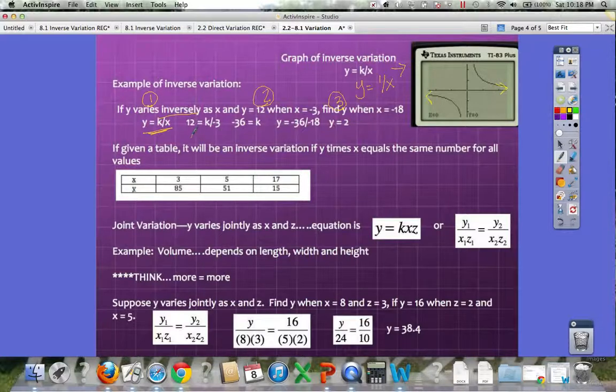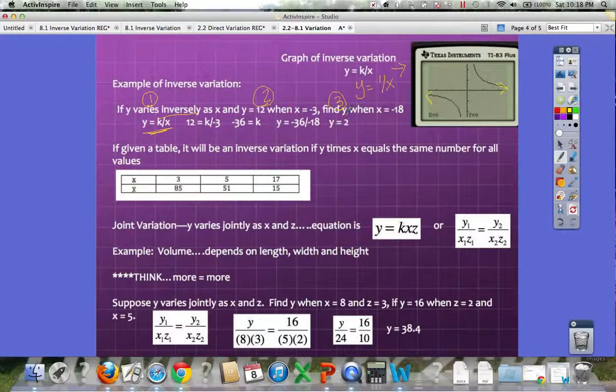And then the second part, plug in your stuff that you have. 12 is y and -3 is x. So I have 12 is equal to k divided by -3. When you solve for k, k will be -36. Now I take that k, put it into my original formula again, and solve.